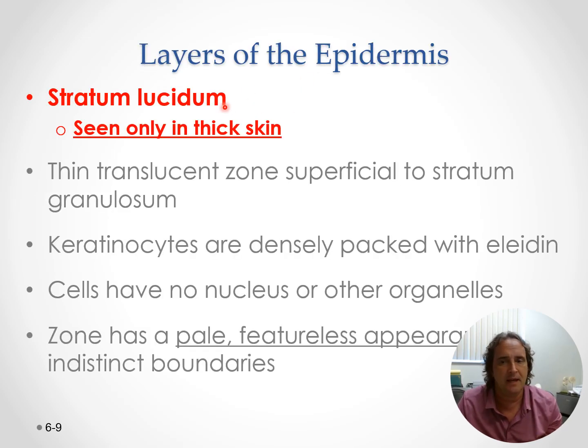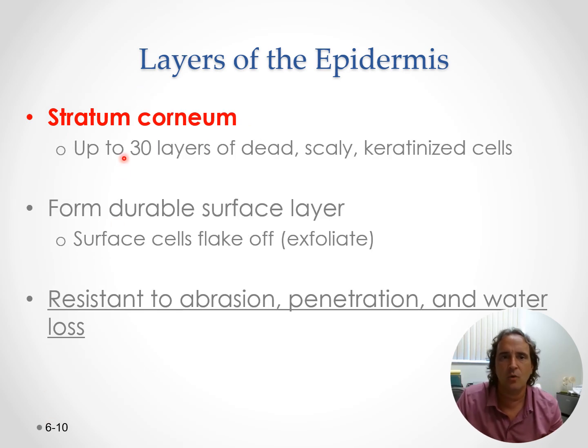Then the lucidum, like I've mentioned, is only found in thick skin. It's usually going to be pale and featureless. That's why most of the models just have it as white, if they have it. Then the corneum is usually going to be that upper layer above the granulosum in thin skin and the lucidum in thick skin, and it's just going to be all dead skin.